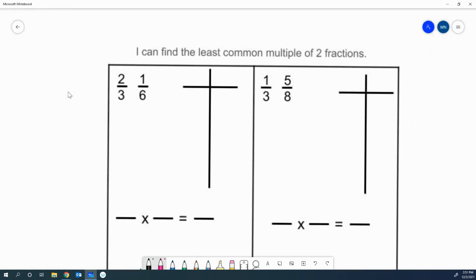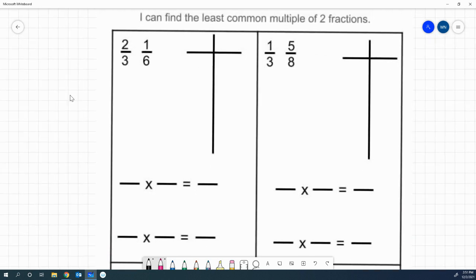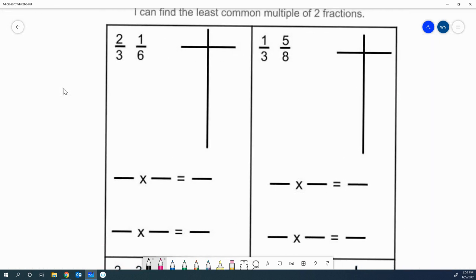So our I can statement for the day, make sure you remember, is I can find the least common multiple of two fractions. Our first fractions are 2/3 and 1/6. So let's go ahead and write these in our T-chart. Remember, when we're doing this, we're looking for denominators, not the numerators. We don't care about those right now. So go ahead and put your denominator numbers at the top of your T-chart, 3 on one side, 6 on the other. And let's write out the first couple multiples of each one.